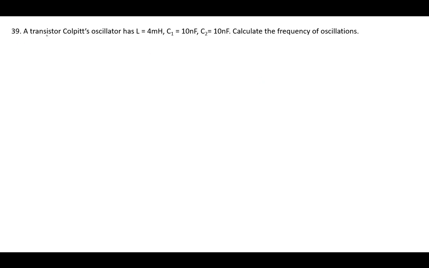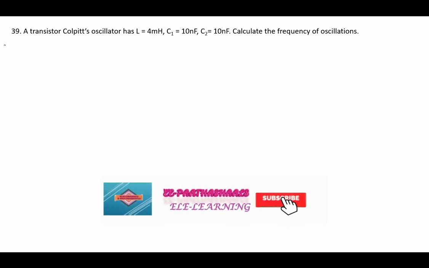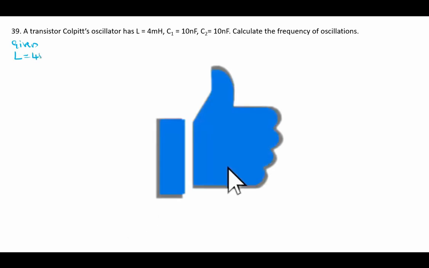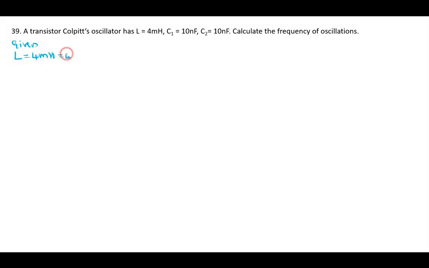Next sum, a transistor Colpitts oscillator has L equal to 4 millihenry. L is the inductor, so write down L is equal to 4 millihenry. Milli is 4 into 10 raised to minus 3. Then C1 is equal to 10 nanofarad, that is 10 into 10 raised to minus 9 farad. C2 is equal to 10 nanofarad, 10 into 10 raised to minus 9 farad. I need to calculate the frequency.